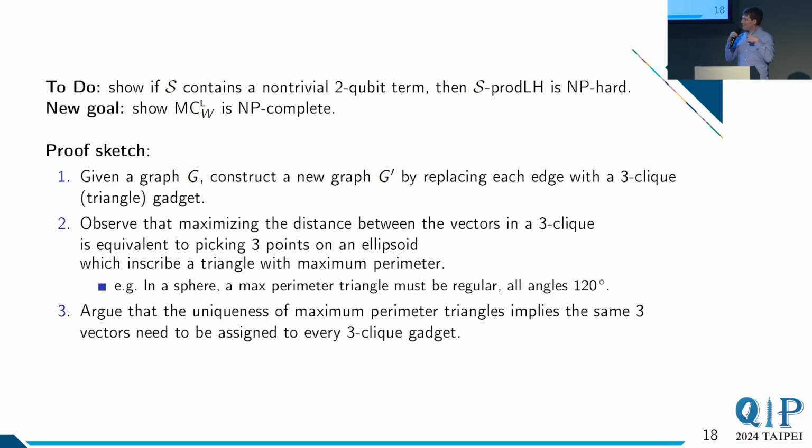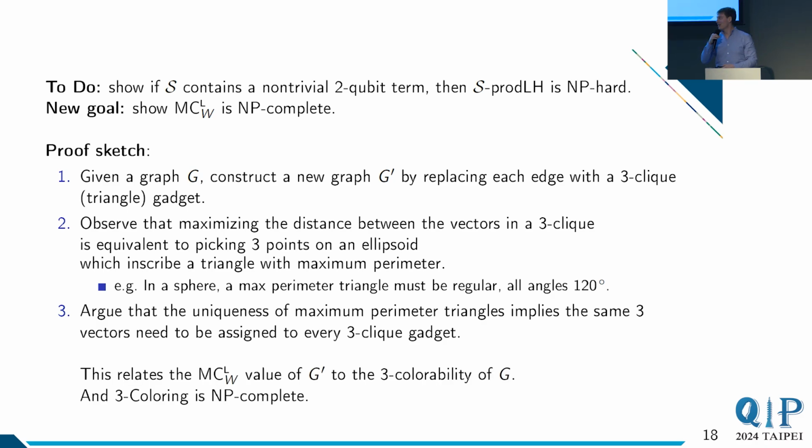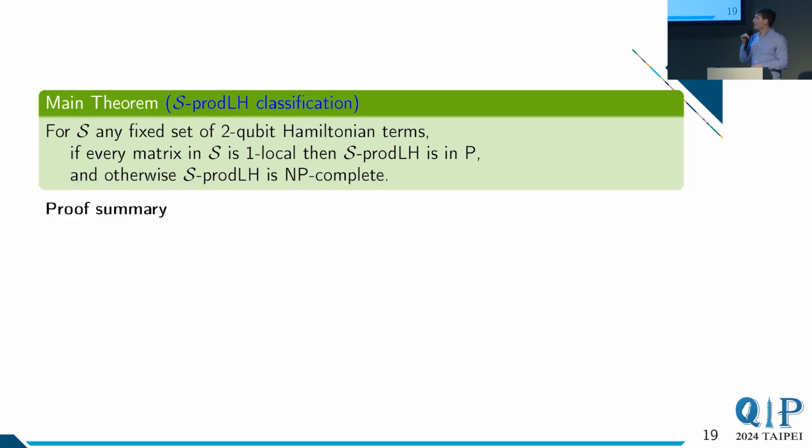And once you say that, because the maximizing solutions are unique and therefore you need to use the same 3 vectors, well, that begins to relate this problem to the 3-colorability of the original graph. And well, 3-coloring is NP-complete. So at least at a high level, we've related our graph and vector problem to 3-coloring. Right, and that's the end of our proof.